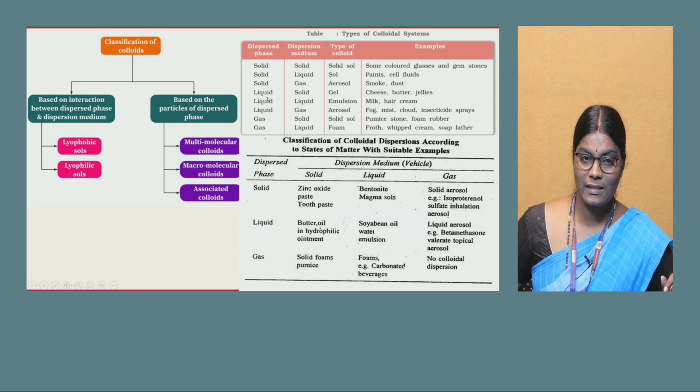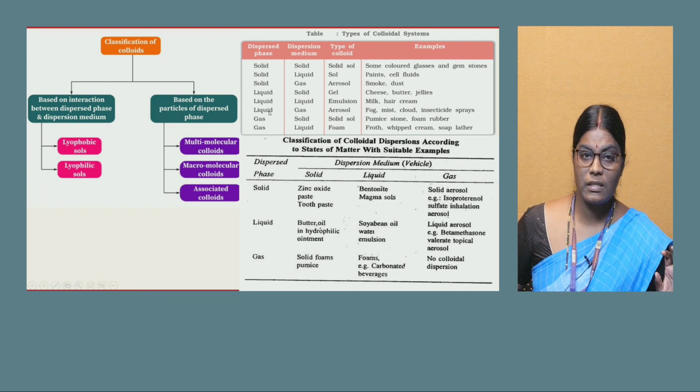If the dispersed phase is liquid and the dispersion medium is solid, it is said to be a gel. Cheese, butter and jellies come under this classification. If the dispersed phase is liquid and the dispersion medium is liquid, it is said to be an emulsion. Examples are milk and hair creams. If the dispersed phase is liquid and the dispersion medium is gas, the sol is again given as aerosol. Fog, mist, cloud and insecticide sprays all come under this type of aerosols.